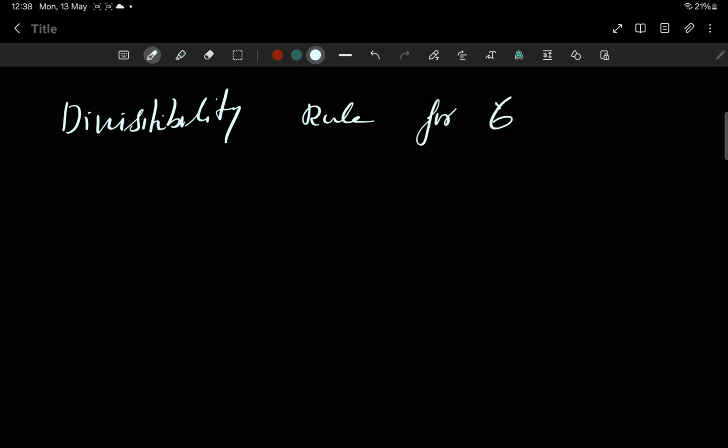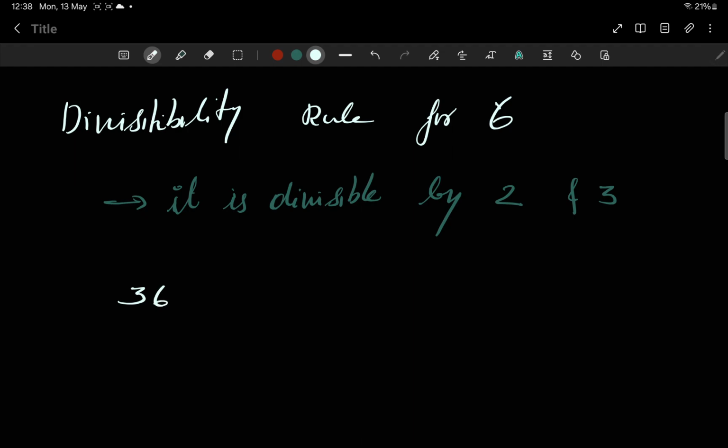For 6 we need to check if it is divisible by 2 and 3. So if a number is divisible by 2 and 3, then for sure it will be divisible by 6. So I will be writing one number, 366. This is the number I am writing.